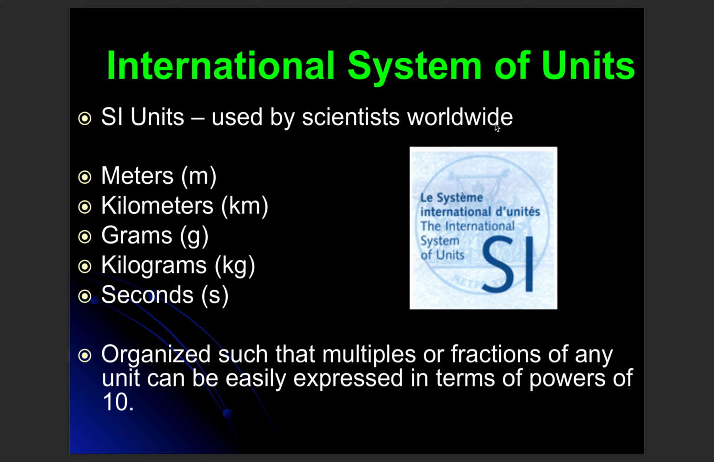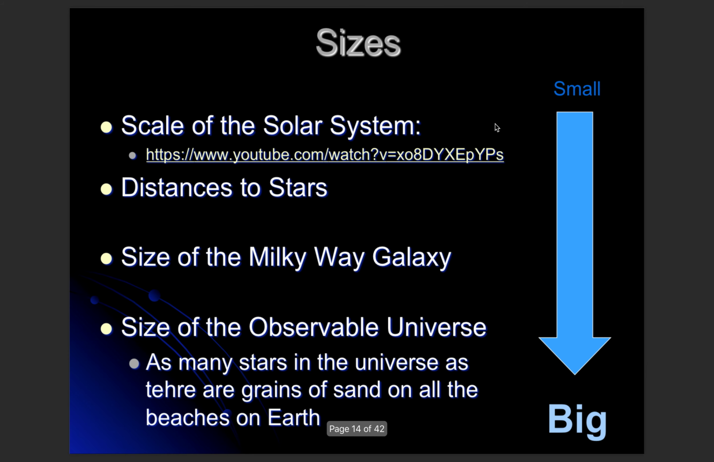So this will be meters, kilometers, centimeters, grams, kilograms, and seconds. What's really lovely about the SI units is that they are organized in such a way that the multiples or fractions of any unit can be easily expressed in terms of what we call powers of 10. This allows us to display really big numbers or really small numbers in a more comprehensible manner.